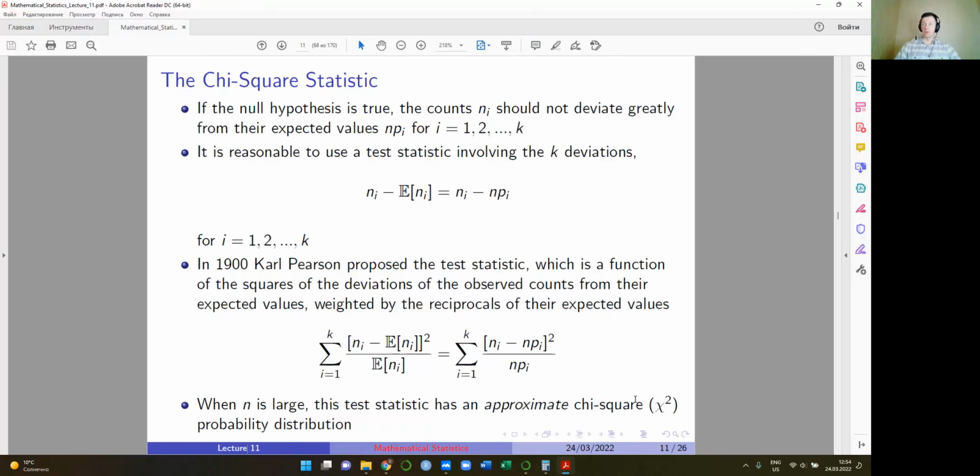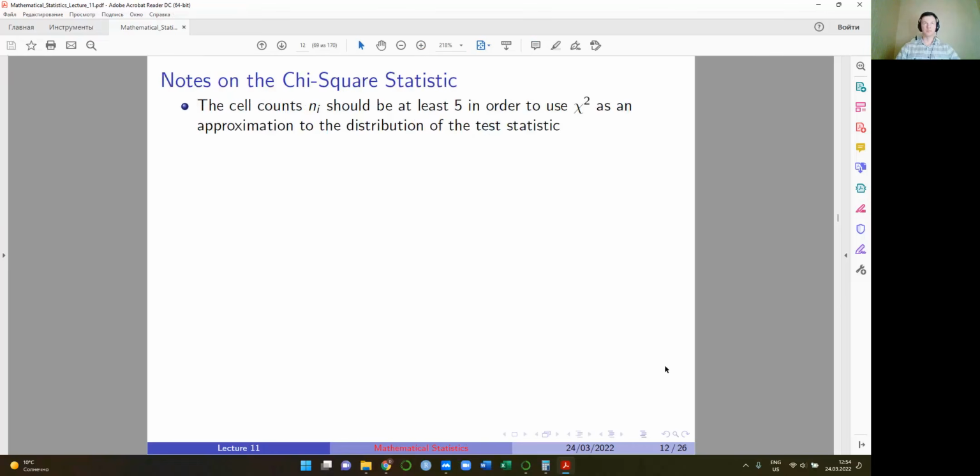So we are more or less done. We have the test statistic. We know how to calculate this test statistic. We know the distribution of this test statistic. Everything is ready in order to make the test. But we need to make several notes on this test statistic.